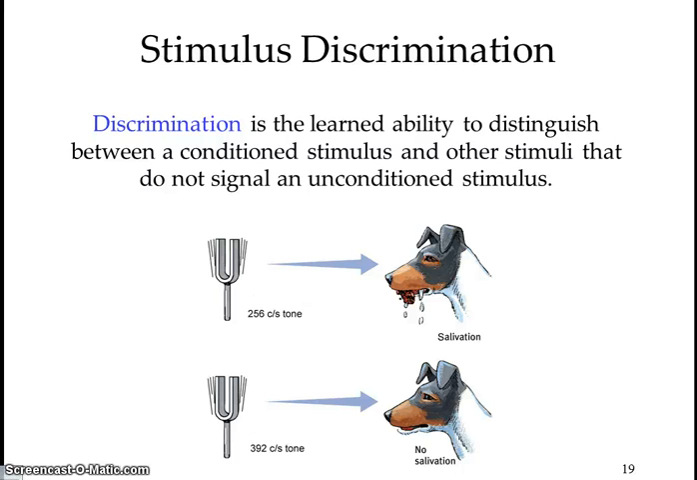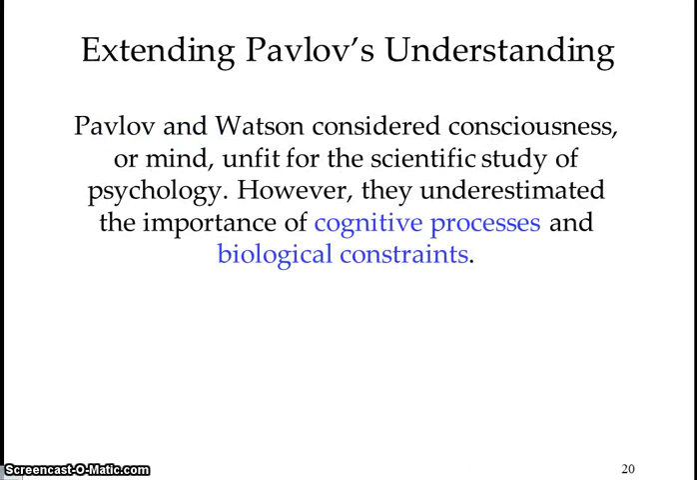Now stimulus discrimination. This is when you can discriminate between stimuli. Discrimination is the learned ability to distinguish between a conditioned stimulus and other stimuli that do not signal the unconditioned stimulus. So if the bell wasn't rung at exactly the right tone, Pavlov's dogs could distinguish between the two different tones, and they would know, oh, that's not when I'm going to get the food that I want. Extending Pavlov's understanding, Watson is going to extend it, and we'll look at Watson.